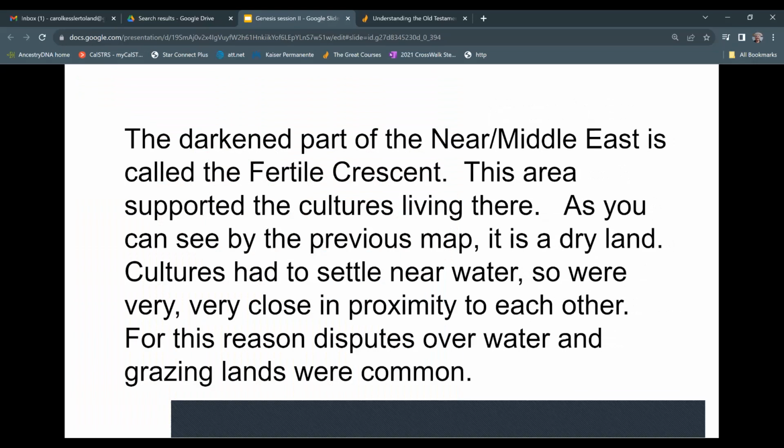So in the next map, you'll see a darkened part of the Middle East that is called the Fertile Crescent. This area supported the cultures that lived along there. And as you can see by the previous map, that it is a dry land. Cultures had to settle near water, so they were very, very close in proximity to each other. And since they're close in proximity to each other and water is so vital, there are often disputes over water and grazing lands.